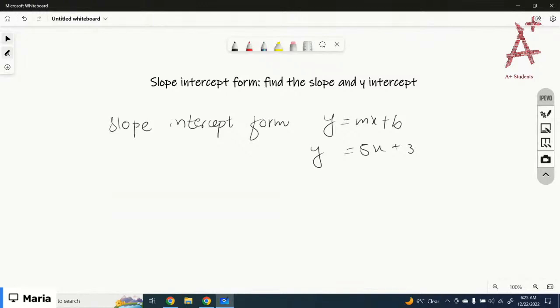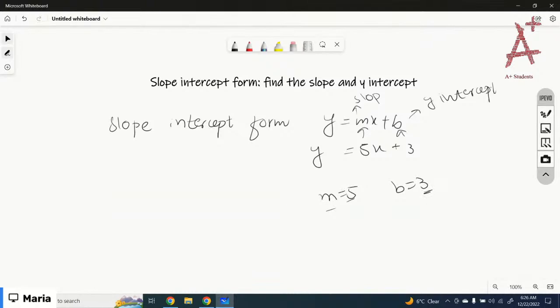Y equals 5x plus 3. This is m equal 5 and b equal 3. M is 5, that is the slope, and b is 3. M is the slope here, and b is the y-intercept. Got it? So when you compare both the equations, the slope is 5 for this equation and the y-intercept is 3.